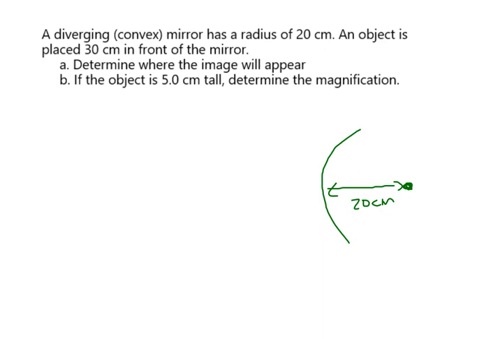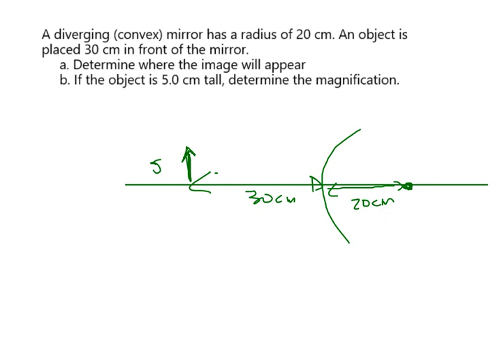If I continue this on like a straight line like this, what this means is that if from here to here is 20 centimeters, we're going to put an object 30 centimeters in front of the mirror. So I'm going to estimate that to be about, let's see if that's 20, maybe from here to here is about 30 centimeters. I'm going to put an object right here. So there to there is 20, and I'm going to estimate here to here is 30. Now we want to figure out where the image is going to appear and how tall it will be, because I'm going to tell you it's 5 centimeters tall.